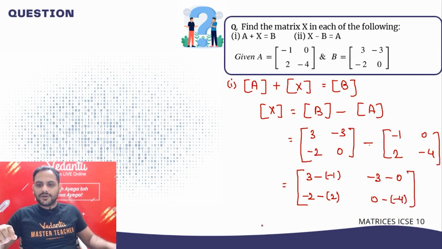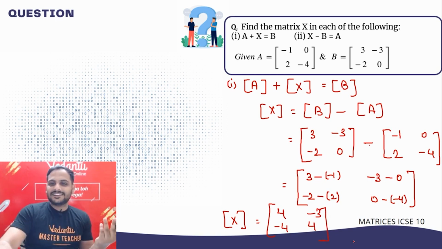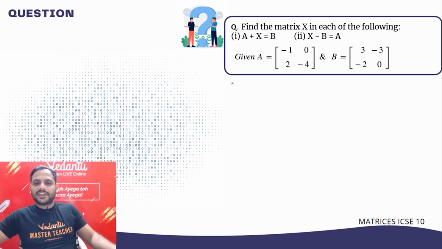So finally what you are getting, guys? So this matrix X will be equal to 3 minus of -1 is 3 plus 1, which is 4. -3 minus 0 is -3 only. -2 minus 2 is -4. Negative into negative is positive, so +4. So this will be our matrix X. Easy, right? Okay, same as the transposition of equation. Same way, beta. Let's do the second one.